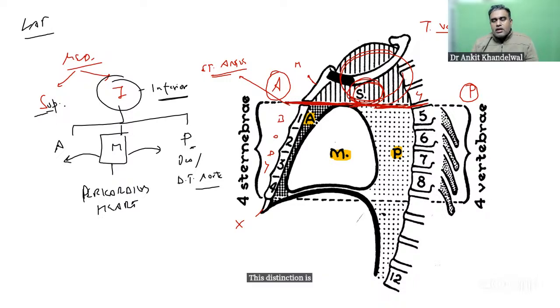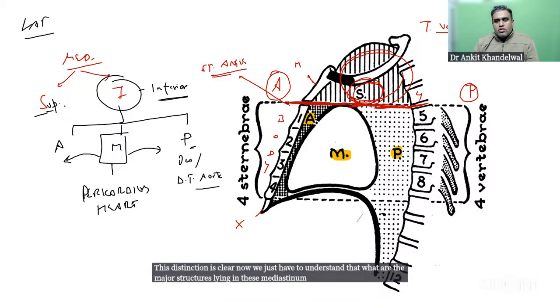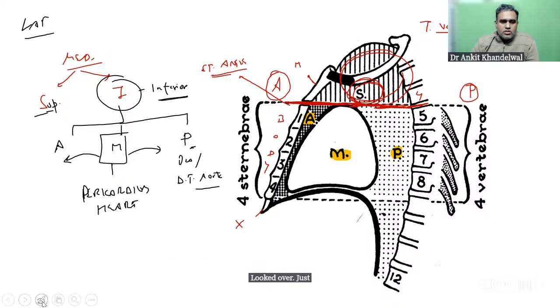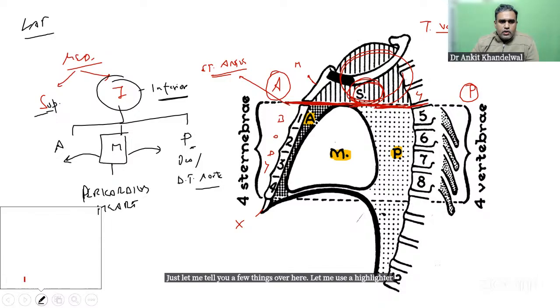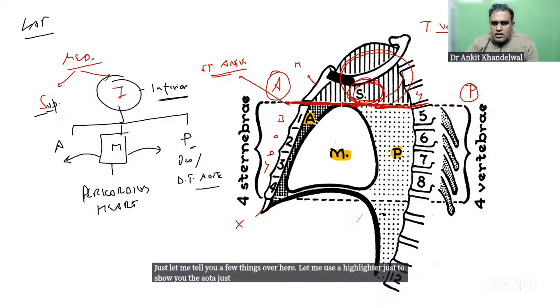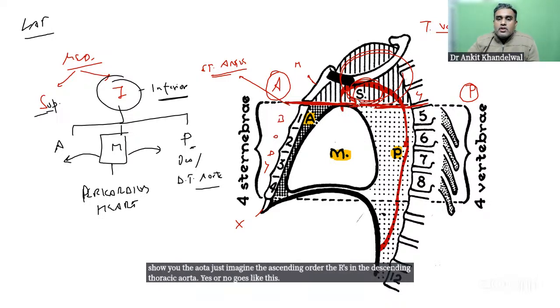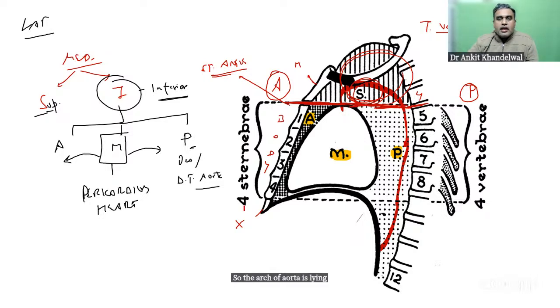Now we just have to understand what the major structures lying in these mediastinum are. If you got a good hold of it, good to go. Just let me tell you a few things over here. Let me use a highlighter just to show you the aorta. Just imagine the ascending aorta, the arch, and the descending thoracic aorta. Goes like this. So the arch of aorta is lying in the superior and the descending lying in the posterior mediastinum.